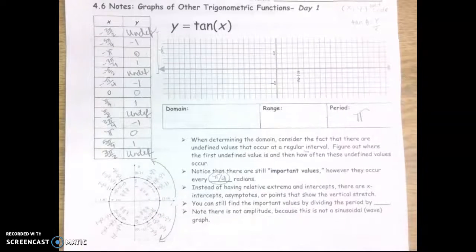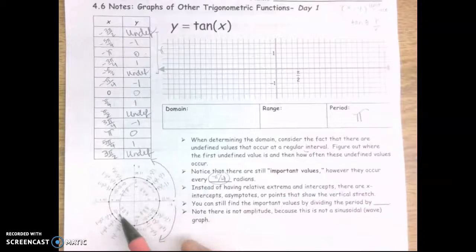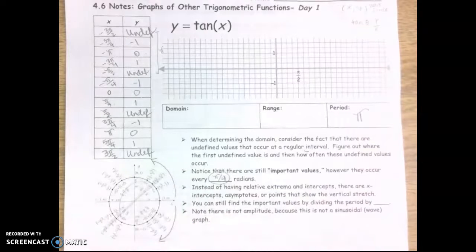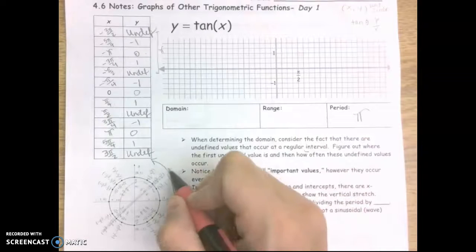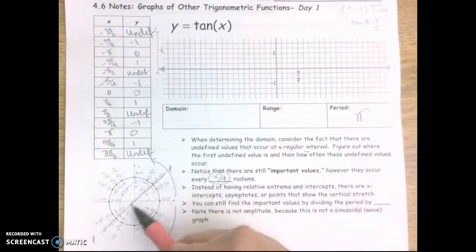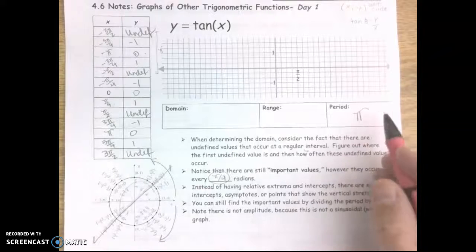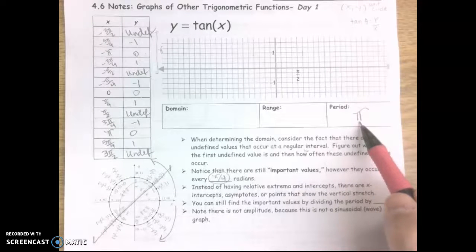So with sine and cosine, we got back to the original value after we completed one revolution of a circle, which was 2 pi. But with tangent, I only have to go pi before I get to the exact same value right here. So like this right here is a tangent value of 1. This is a tangent value of 1. And that's half a circle. So that's pi. So the natural period for tangent is pi.